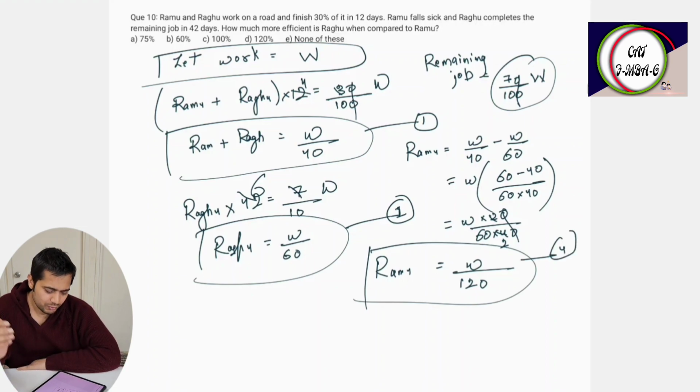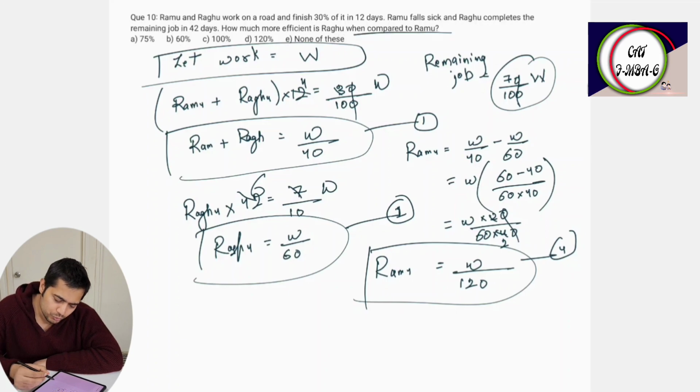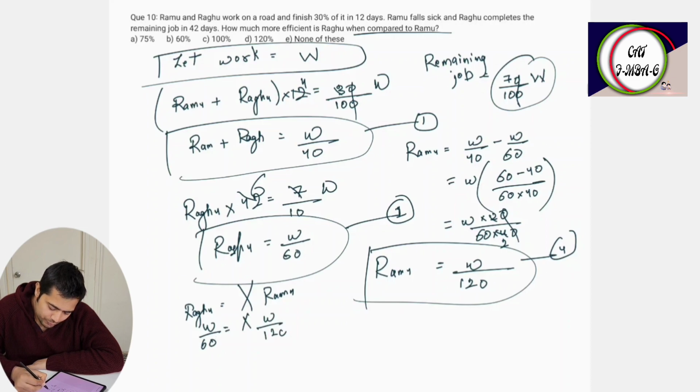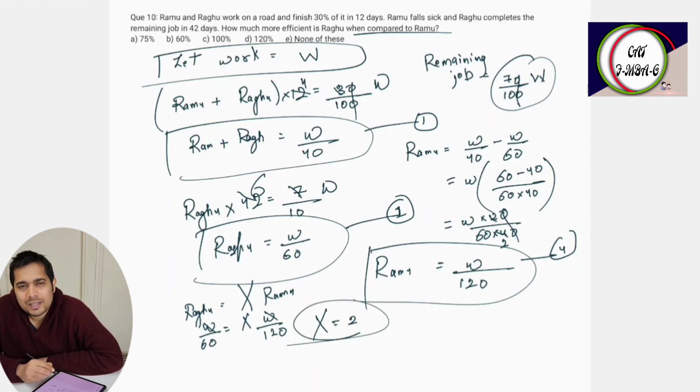Equation number 3, or anything you like. How much more efficient is Raghu when compared to Ramu? Raghu is W by 60 and Ramu is W by 120. So Raghu is equal to X times Ramu. W by 60 is equal to X times W by 120. X is equal to 2. That means Raghu is 100% more efficient.